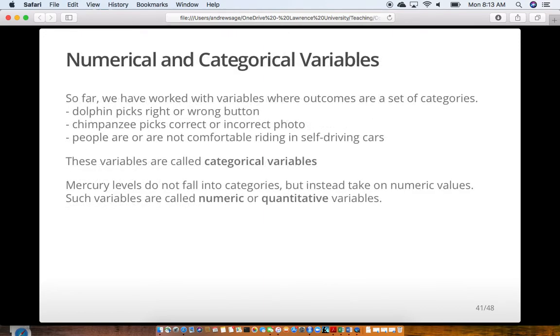This situation is different than the problems we've looked at so far in that we've thus far considered categorical variables, things where the result could fall into 2 or more categories, such as whether or not a dolphin picked the right button, whether a chimpanzee picked the correct photo, whether or not people were comfortable riding in self-driving cars. Those were all examples of categorical variables. In this new question, mercury levels are not categories, but rather numeric values. Such variables are called numeric or quantitative.